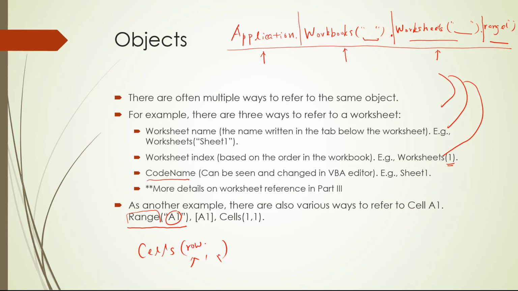One is the row number, the other is the column number. So you use 2 integers to refer to cells. In this case, cell A1 would be cells 1, 1, the first row and the first column. Again, we'll talk more about this in detail, but it's important to keep in mind that there are typically several ways to achieve the same kind of reference, at least for worksheets and the range.